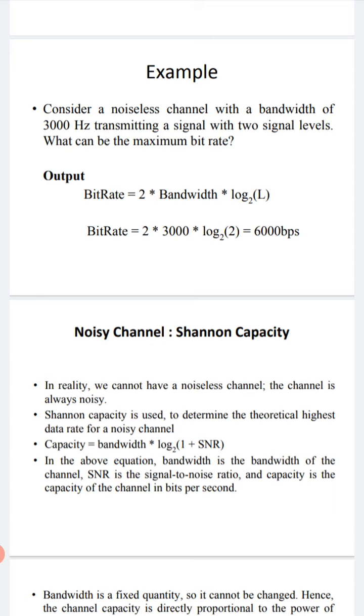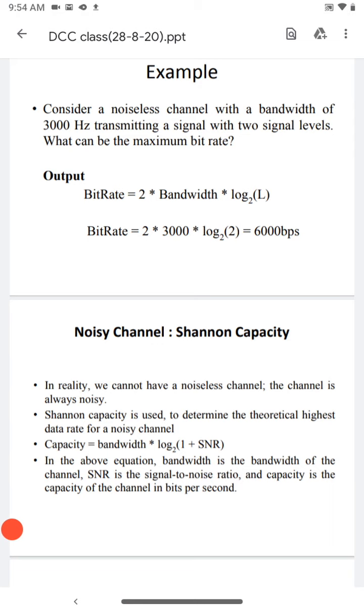So now we have to apply the bandwidth and the value L equal to 2. So the bit rate equal to 2 into bandwidth 3000 into log L. What is the value of L? In this example, we use 2 signal levels, so L equal to 2. So we apply 2 for L, so log L to the base 2.